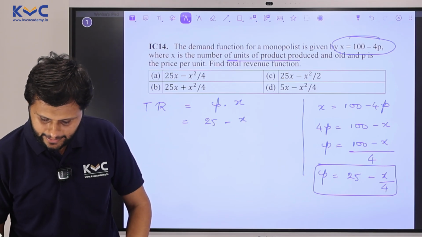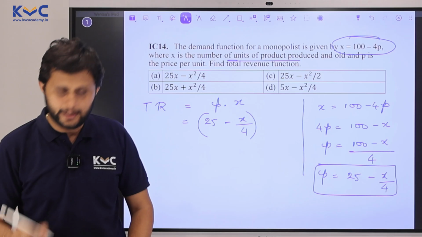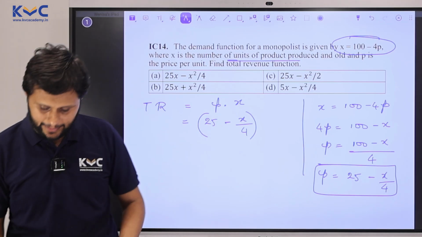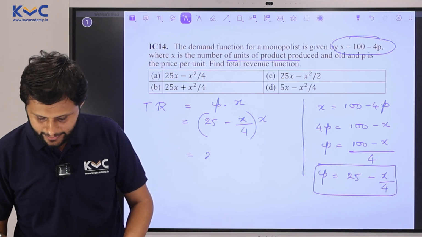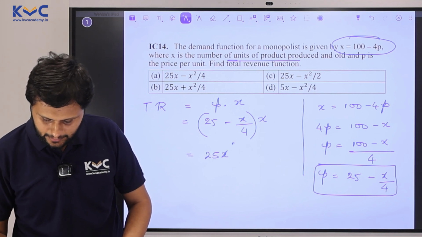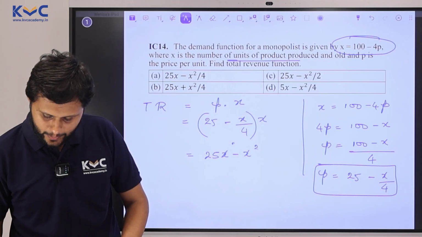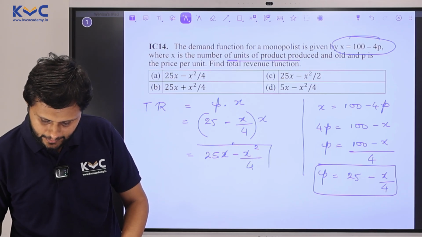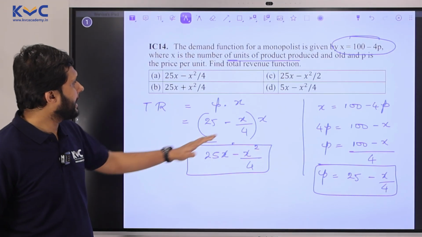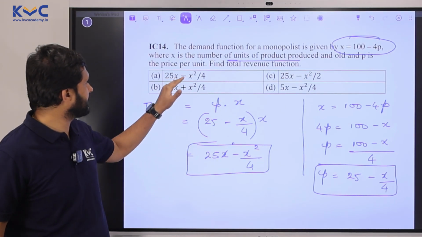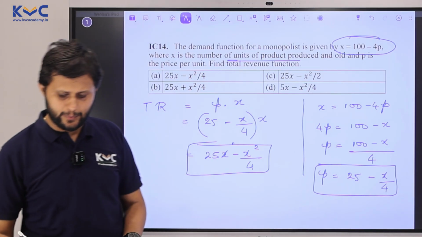25 minus x by 4 into x is there, so I'll multiply with x. Now we'll open the bracket. 25x minus x square by 4. Do we have this option? 25x minus x square divided by 4, which is there in the very first option.